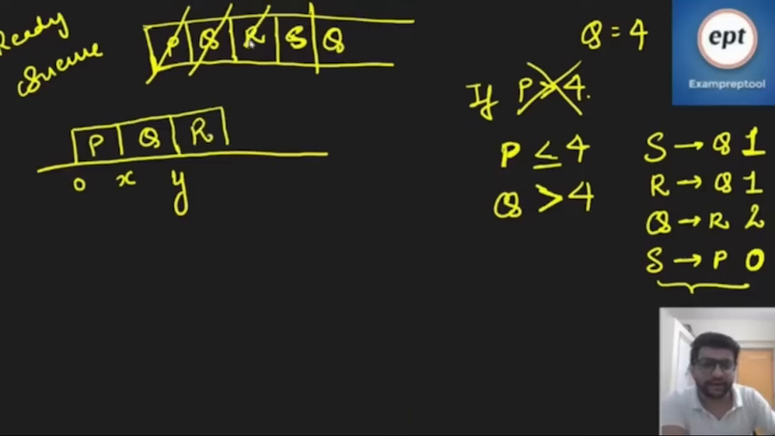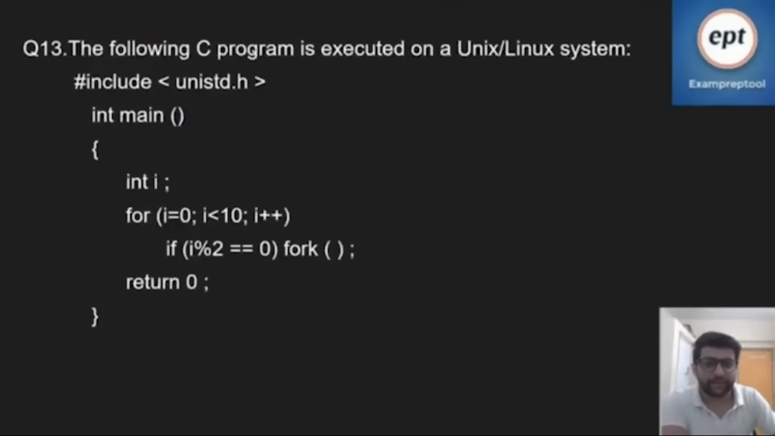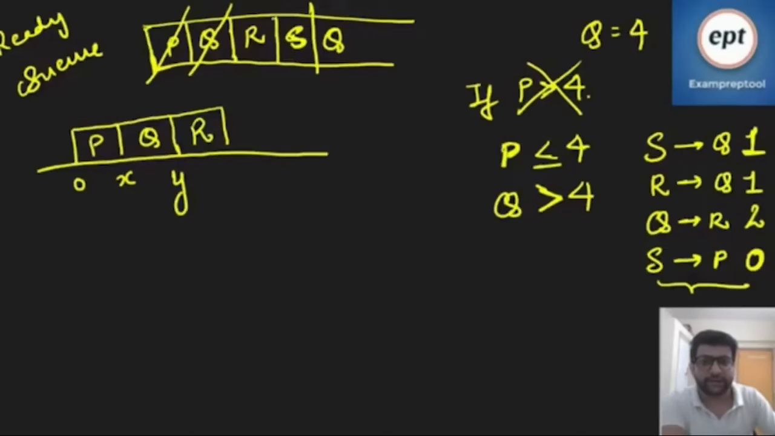This means that the process R will also be pushed into the ready queue to have this context switch, right? And this context switch from S to K is already handled. So we will just make it 0. And again, Q to R is also handled. So we'll make it 1.